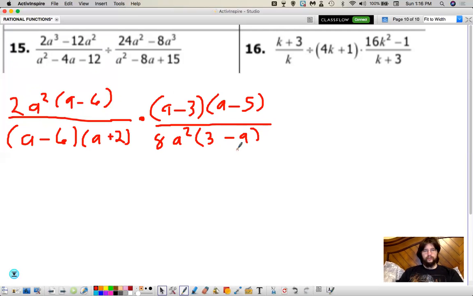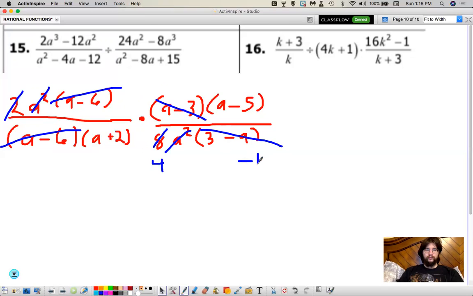Okay, so let's do this. 2 and an 8 becomes a 4. A squared and a squared, well, those are the same, so they cancel out all the way. A minus 6, a minus 6 cancel. These two cancel, but they have a -1. You can put it in either place you want, doesn't matter, but don't put it in both. I'll put it down here. Why? Well, why not? Don't care. Could go up here, could go down there, either one, not both.